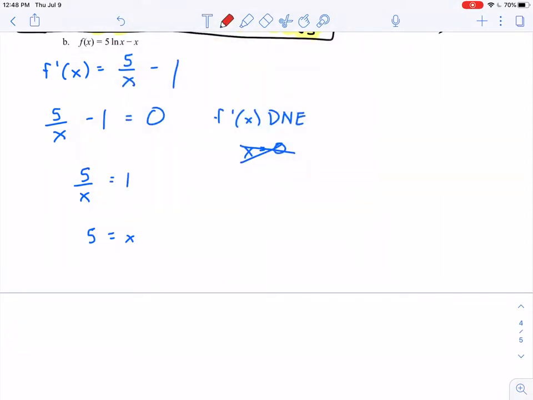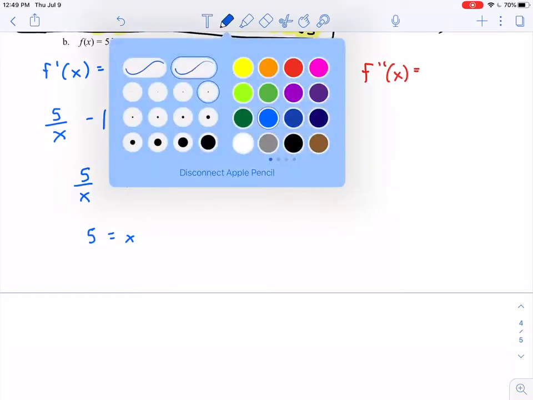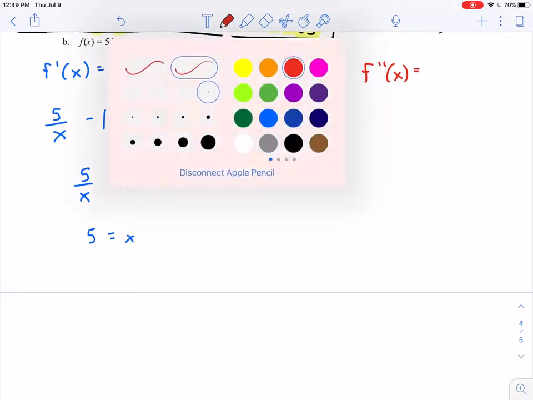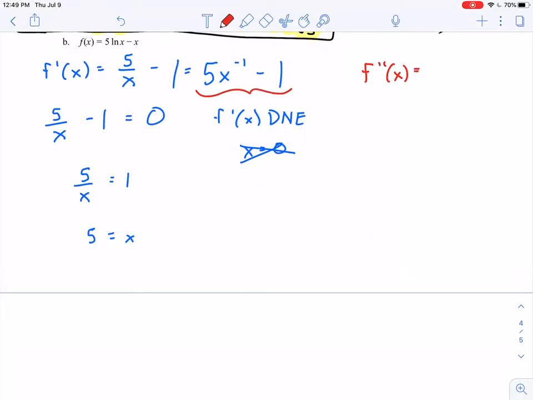So now I just need to figure out, do I have an absolute maximum or do I have an absolute minimum? So I want to take my second derivative, f double prime of x. And right now, as it's currently written, I would need to use the quotient rule. I don't really want to do that, so let me rewrite it. This is 5x to the minus 1 minus 1. So I want the derivative of this function. This would be negative 5x to the negative 2 power. Derivative of negative 1 is just 0. So really, negative 5 over x squared.